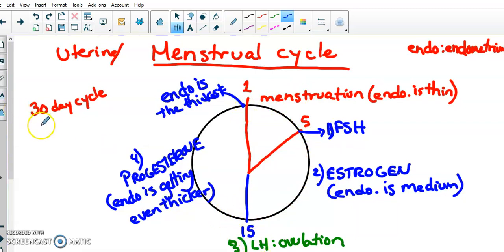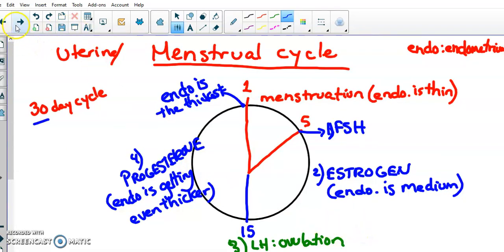Here, this is based on a 30-day cycle. If the girl had a 28-day cycle, when would be her ovulation? That's right, on the 14th day. I know some of you are going to ask me, what about a girl who has a 29-day cycle? Well, I'm going to have to be very picky, but it will be roughly between 14 and 15 days. Okay.